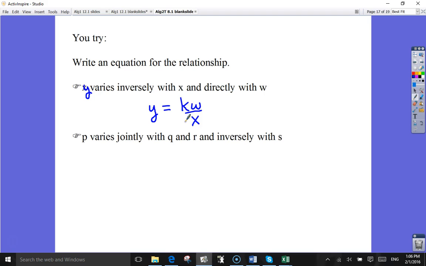How about the next one? It's jointly with Q and R, so it's KQR, and inversely with S. So make sure you write down the K. It's good. It's all good, Lauren.